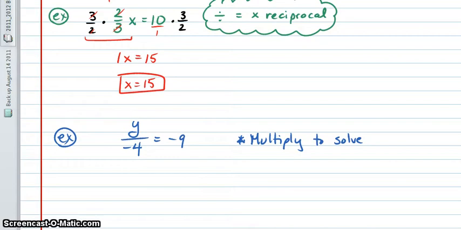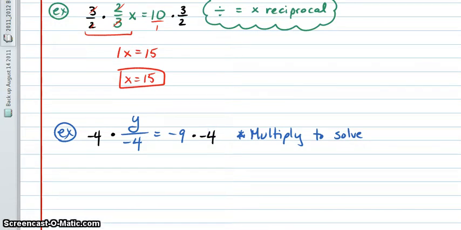Sometimes people are not sure what to do because they don't know how the math works. So here we are dividing by -4. To undo the division, we need to multiply by -4. So let me balance by multiplying by -4 on each side of the equation. So what is actually going on? Well, -4 is an integer, -4 over 1, I can rewrite it that way, times y over -4 equals -9 times -4.